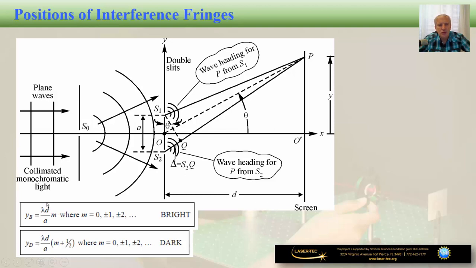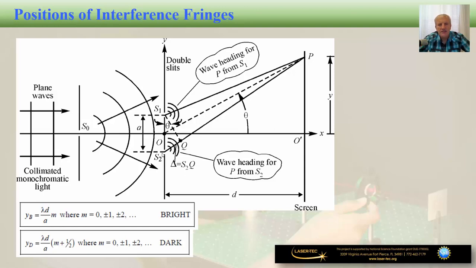It's also important to identify what are all these other quantities. You can see lambda here, that's the wavelength of the light that we are using. Small d represents the distance between the double slit screen and the back screen. And finally, we also have the quantity identified here with a small letter a that represents the distance between the two slits in a double slit screen.